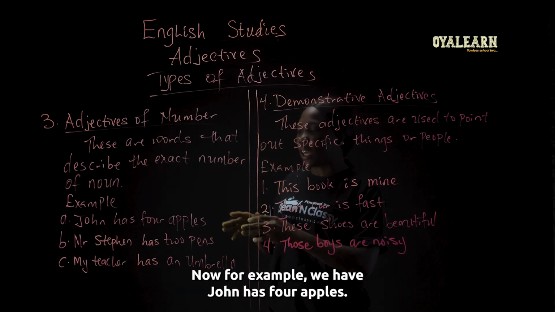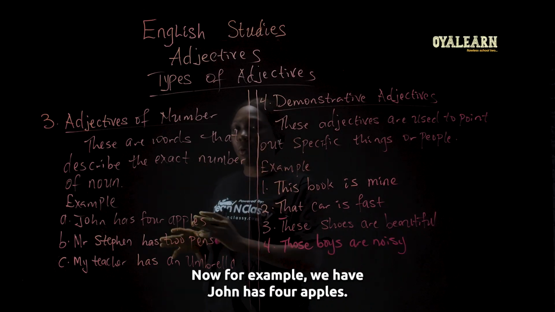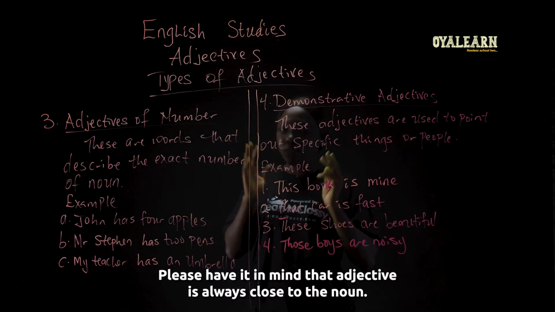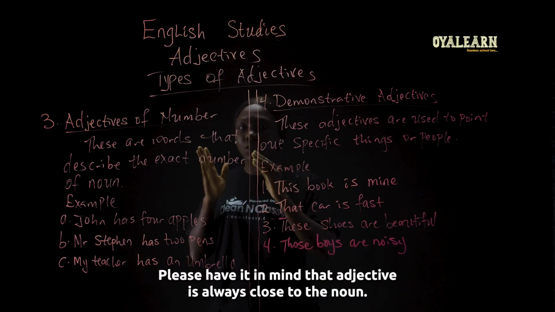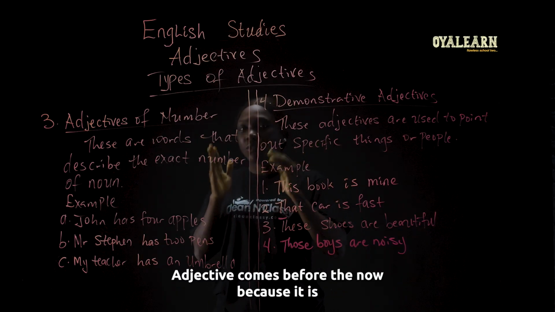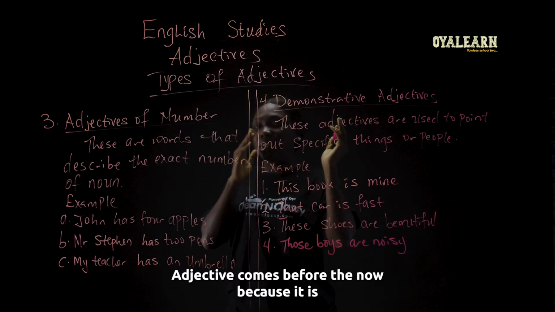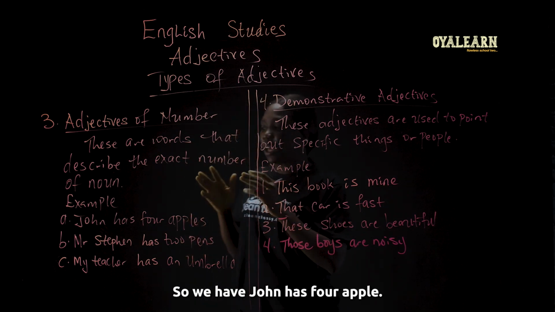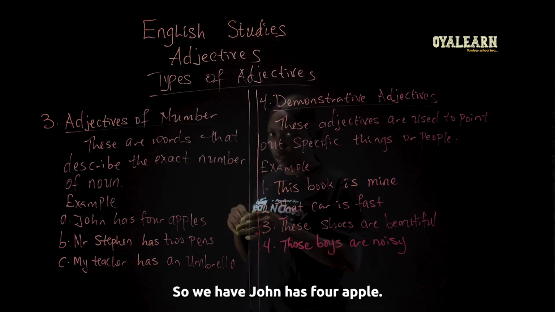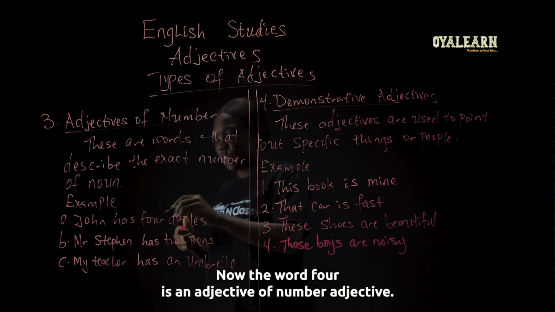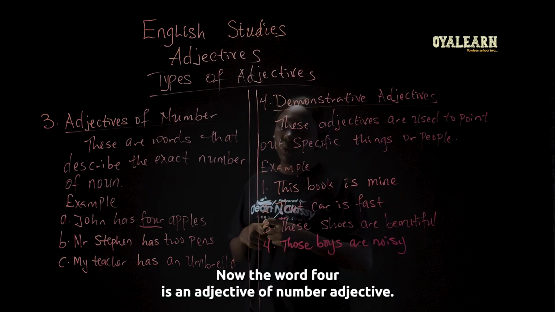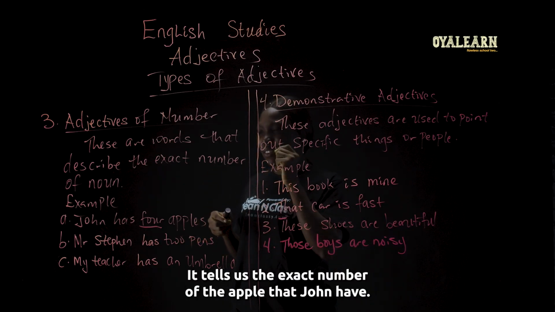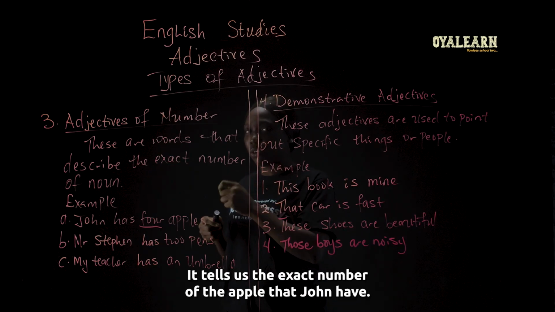Now, for example, we have, John has 4 apples. Please have it in mind that an adjective is always close to the noun. Adjective comes before the noun because it is describing the noun or the pronoun in the sentence. So we have, John has 4 apples. The word 4 is an adjective of number. It tells us the exact number of apples that John has.